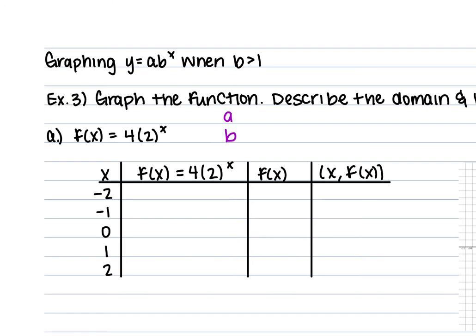So these examples are when B is bigger than 1, okay? And we're going to graph them, and then we're going to describe the domain and the range, okay? So let's start. This is our function. F of x equals 4 times 2 raised to the x power. All right, what is my A? It's 4. Very good. What's my B? 2. Okay. So now, was A bigger than 0 or smaller than 0? A is bigger than 0, so it's positive.